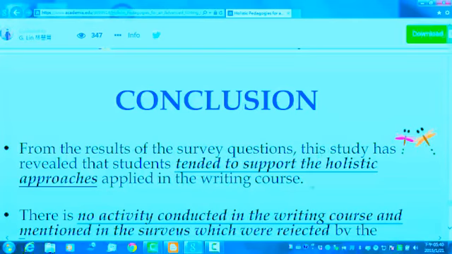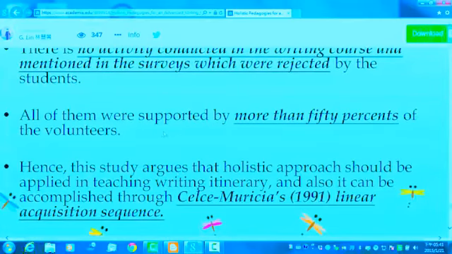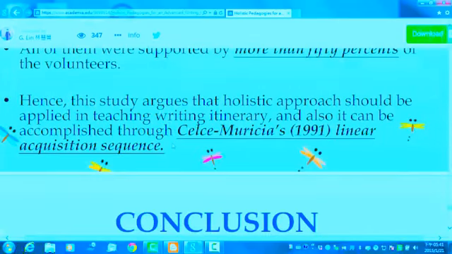The conclusion of this study: from the results of the survey questions, this study revealed that the students tended to support the holistic approaches applied in the writing course. There is no activity conducted in the writing course and mentioned in the survey which was rejected by the students. All of them were supported by more than 50% of volunteers. Hence, this study argues that the holistic approach should be applied in teaching writing, and also it can be accomplished through the Sales-Mauritius linear acquisition sequence.